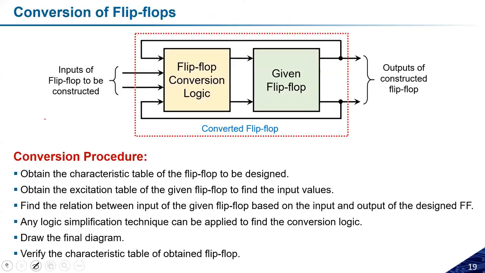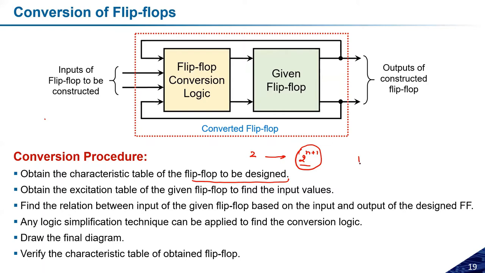As we can see here, we need to know the characteristics table of the flip-flop to be designed and the excitation table of the given flip-flop. I just wanted to tell you one more thing. The number of minterms depends on the inputs of the required flip-flop. Let me repeat it again. Suppose the flip-flop which I want to design has two inputs. In that case, the number of minterms will be 2 to the power n plus 1. So this many minterms are required. I just told you in the previous class. So this many minterms are needed while designing the flip-flop.